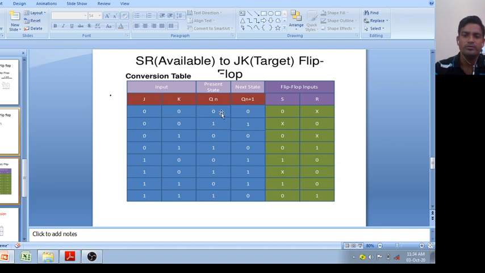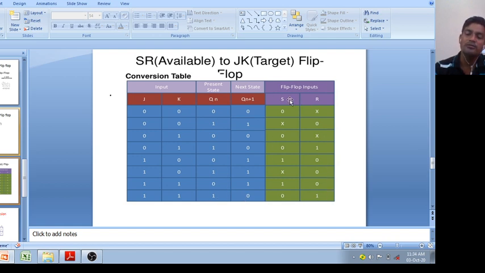0 0, 0 0, no change. 0 0, this is 1, same, no change. 0 1, reset condition. Again 0 1, reset condition. 1 0, 1 0, there is set condition. 1 1, toggle condition. 0 toggle 1, and 1 1 again toggle condition. 1 0. Now determine the excitation.